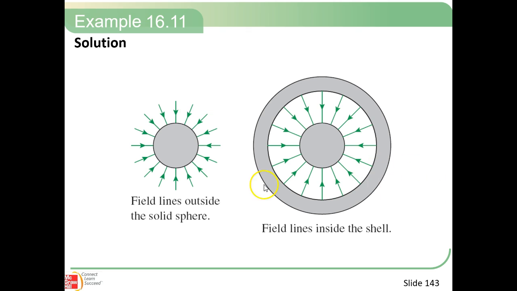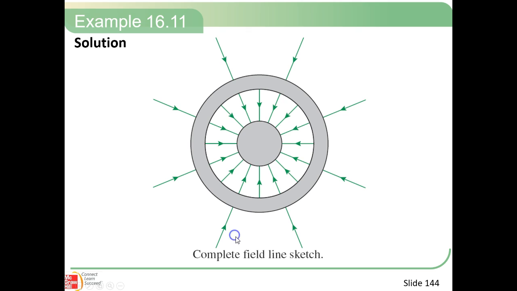So here is the field lines outside the solid sphere. Notice that they're all pointing towards the middle of the sphere. They are equally spaced on the outside, but the density is higher near the surface than it is way outside. If we're inside a shell, so if there's a shell surrounding it, you'll notice that we have field lines starting at the inside of the shell and then moving towards that conductor. If I have a complete field line sketch, now we've got both objects.